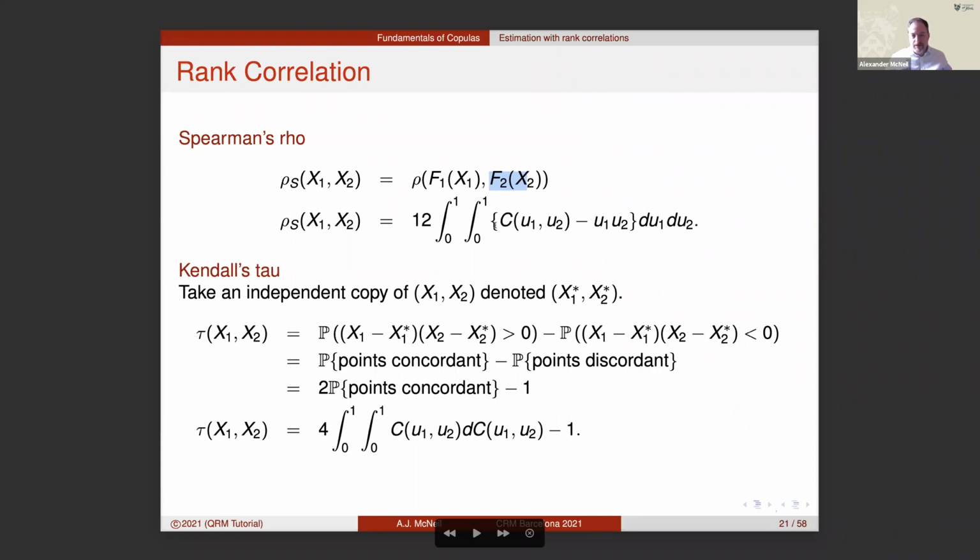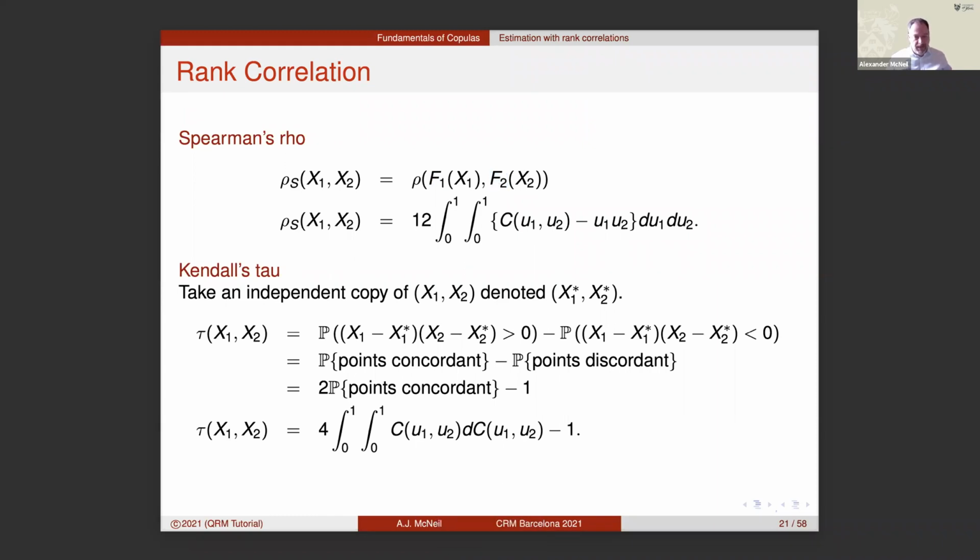In the most general case, you have to do an integral, but this can be a very easy integral for some copulas. But the important thing is this formula I highlighted has nothing to do with F1 and F2. They've disappeared. Rho S depends only on C. F1 and F2 don't matter for Spearman's correlation.